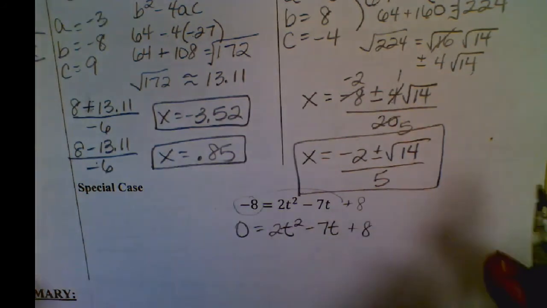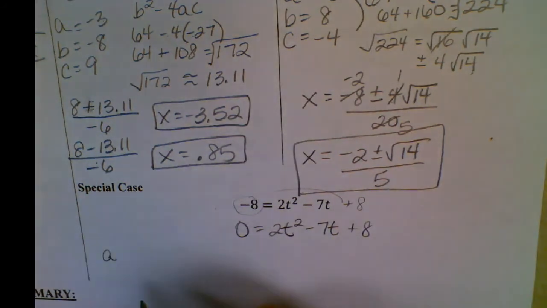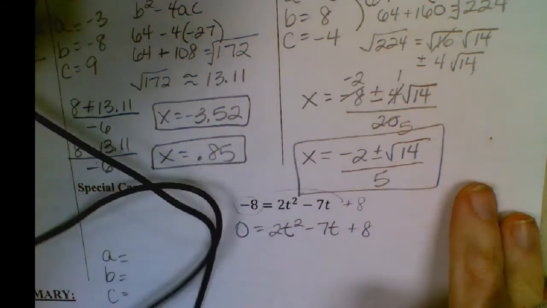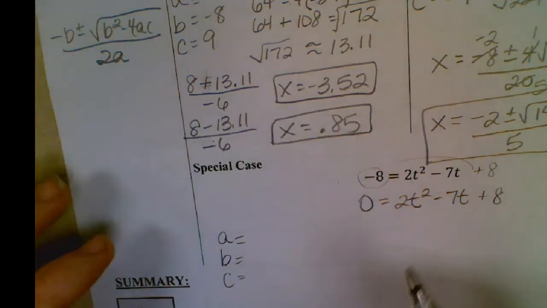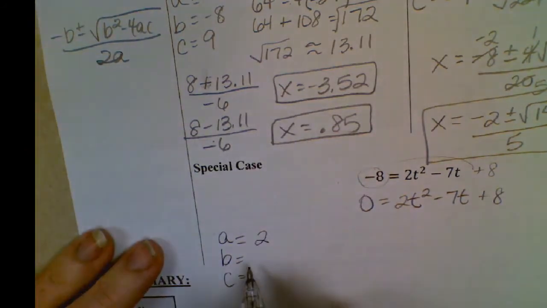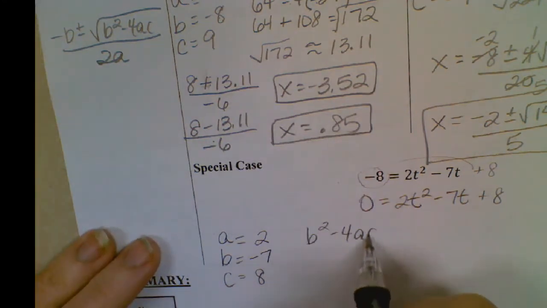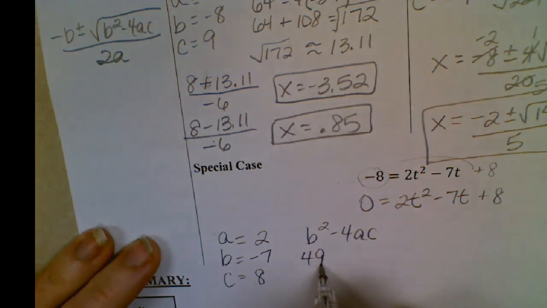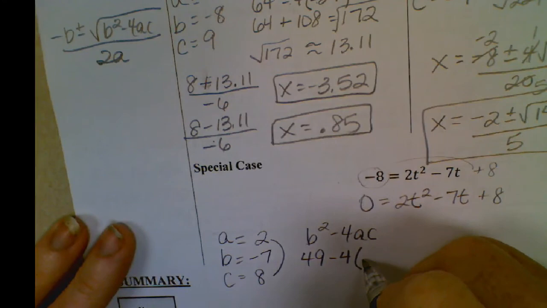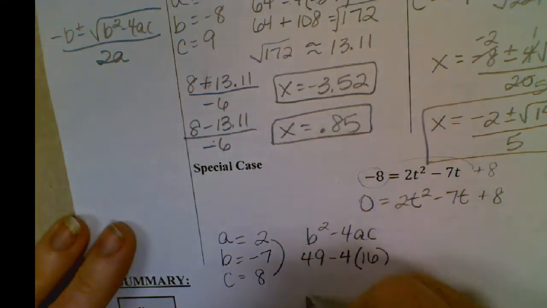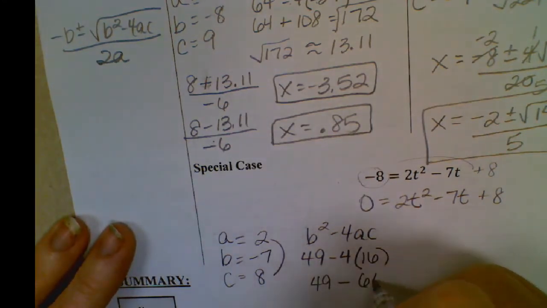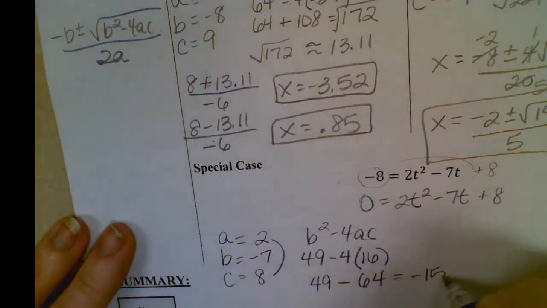So let's see what happens here. Let's just take our ABC value. So my A is going to be 2, my B is going to be -7, and my C is 8. So again, there's your discriminant. My B squared value is 49 minus 4 times 2 times 8 is 16. So that gives us 49 minus 64, which is -15.